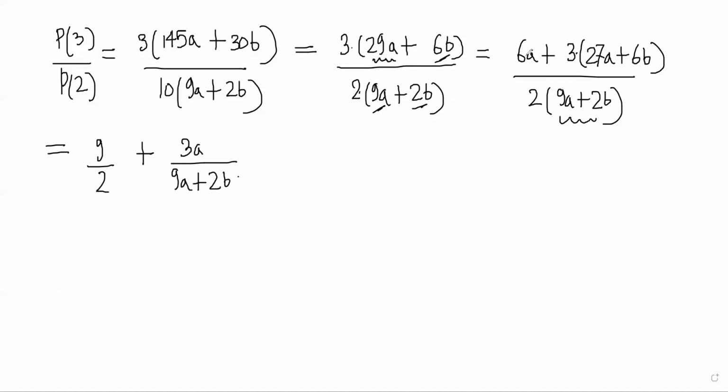right? And splitting the fraction into two parts, this by this gives 9 by 2 and the other one gives 3a by 9a plus 2b. So you have 9 by 2 plus, divide by 3a up and down, so 3 plus 2b by 3a, right? This is what we are getting, 9 by 2 plus 1 by 3 plus 2b by 3a. Now we had 2b by 3a greater than or equal to 0.